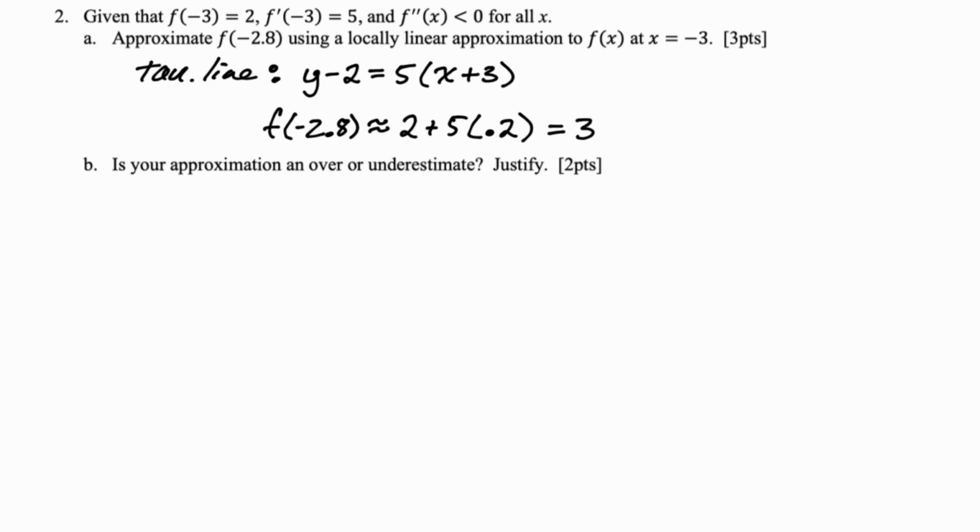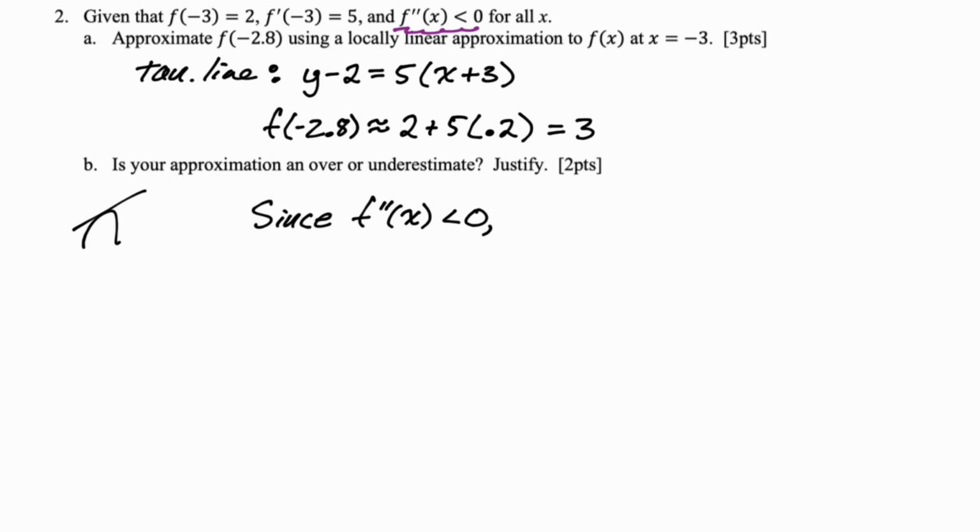There we go. Is your approximation an over or under estimate? I don't think you should try to think your way through this. I think you should draw a picture to figure it out. But we know that f double prime is less than 0, which means our curve is concave down, which means our tangent line is above. So we definitely have gotten an overestimate. So let's just write those things down.